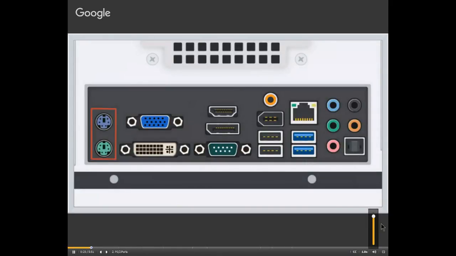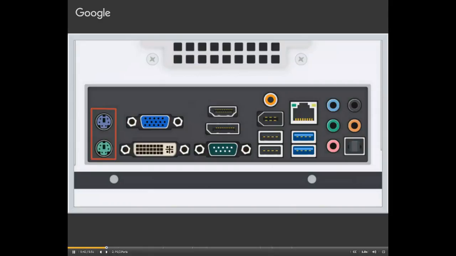These two ports here are called PS2 ports and are used to connect a keyboard and a mouse. PS2 ports are actually part of a family of connectors called mini-DIN connectors. Their technical name is actually a mini-DIN 6 port, but they're typically called PS2 ports.